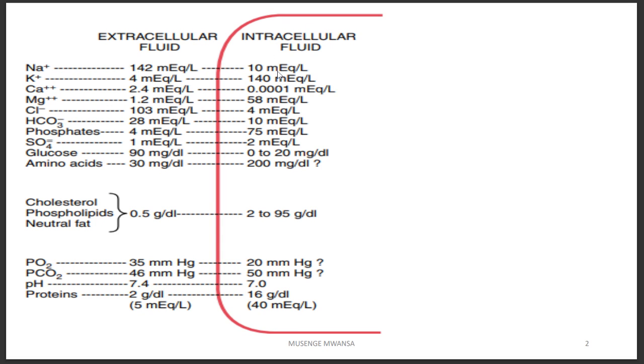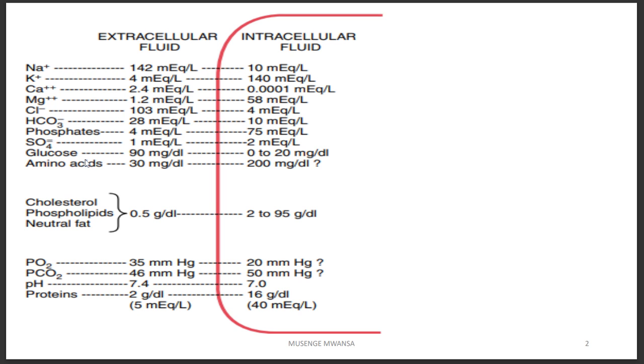Inside of the cell, the major ions that we have are potassium. Let me just say those which have a P: potassium, phosphates, proteins. Those are the major ions inside of the cell. We are also going to include magnesium. Outside the cell, the major ions we have are sodium, chloride ions, and we also have bicarbonate ions. These are the major ones.